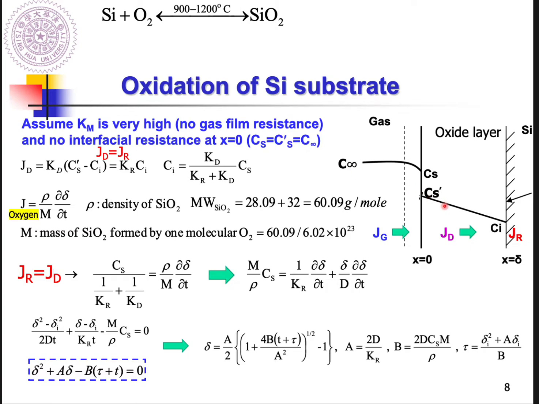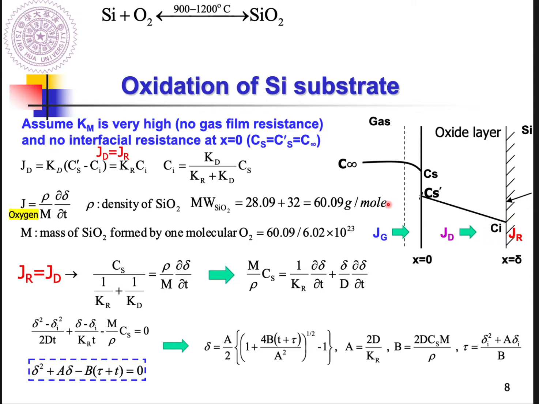So now you only need to deal with JD equals JR. We try to formulate JD equals JR. So JD is expressed like this, and don't forget, JD involves the diffusivity divided by delta. Delta will change with time, okay? And KR here. So based on this equation, what we learn is we can express Ci in terms of Cs, because as we mentioned, Ci is not easy to measure, right?